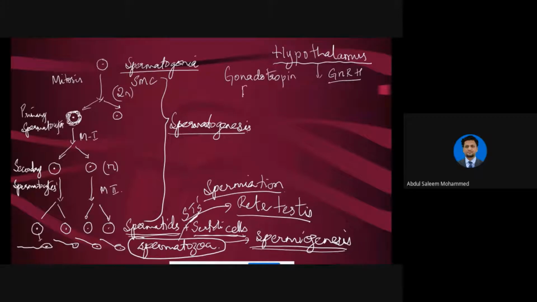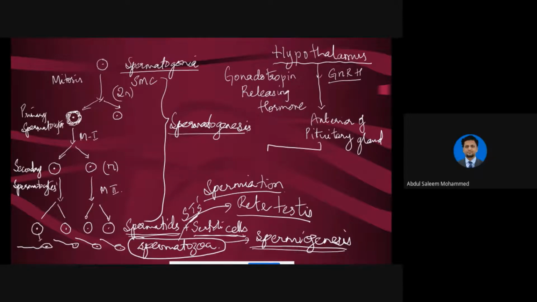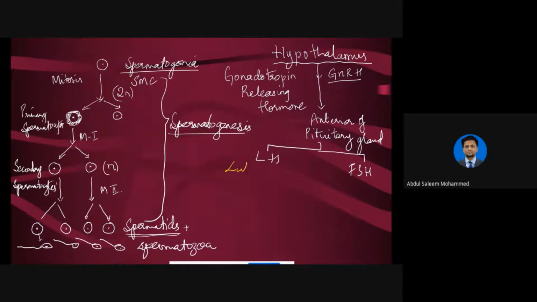gonadotropin releasing hormone. So this hormone will stimulate the anterior lobe of the pituitary gland. There are two hormones which are released by this gland. Number one hormone is known as the LH hormone. And number two is known as the FSH hormone. So we have the luteinizing hormone and follicular stimulating hormone. So these are the two hormones which are released by the anterior lobe of the pituitary gland.